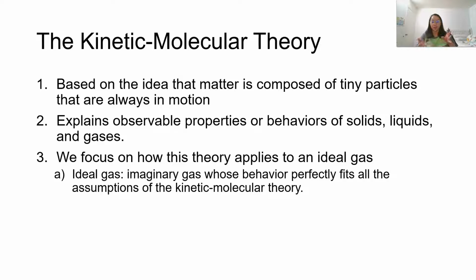Now, in this chapter, however, we're only focusing on how this theory applies to an ideal gas. An ideal gas is an imaginary gas whose behavior perfectly fits all the assumptions that this theory has put out. And in reality, this gas doesn't exist, right? No gas behaves ideally. However, most gases in reality behave close to an ideal gas in the majority of conditions. So we can still use the ideal gas to explain behaviors and properties of gases.